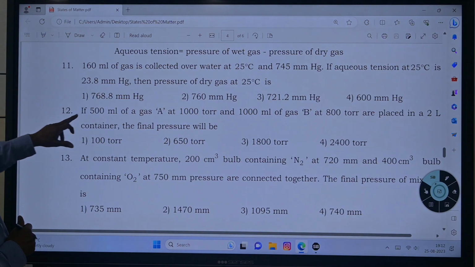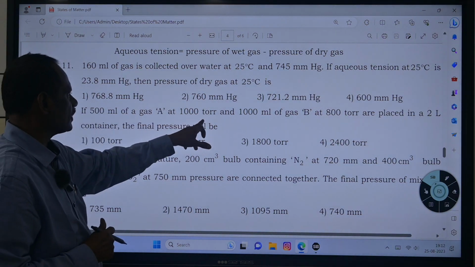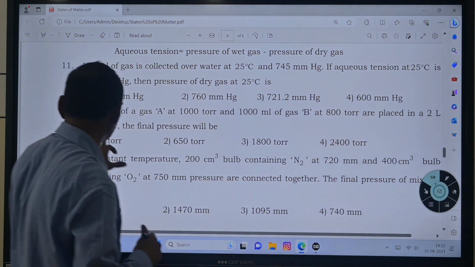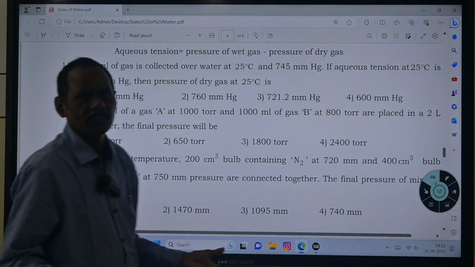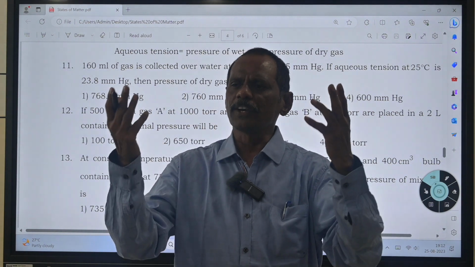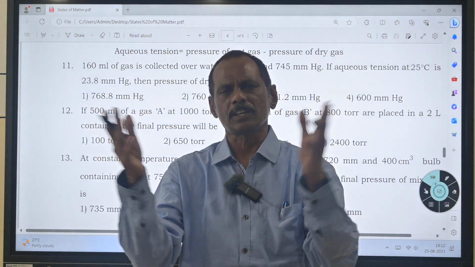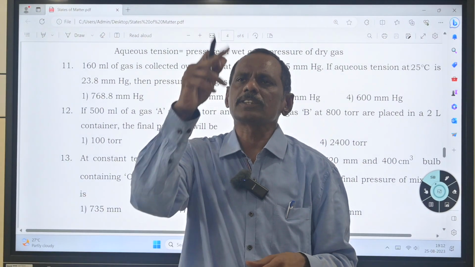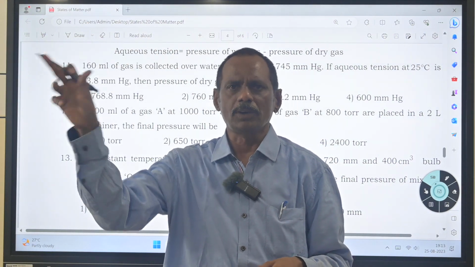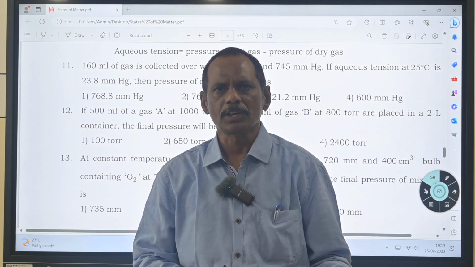As the next one, 500 milliliters of gas A at 100 torr and 100 milliliters of gas B at 800 torr are placed in a 2 liter container. What is the final pressure? Already we discussed this in part 2. If two different volumes of gases at different pressures are mixed together, the pressure of the mixture is equal to P1V1 plus P2V2 divided by the total volume. Already we solved this problem.